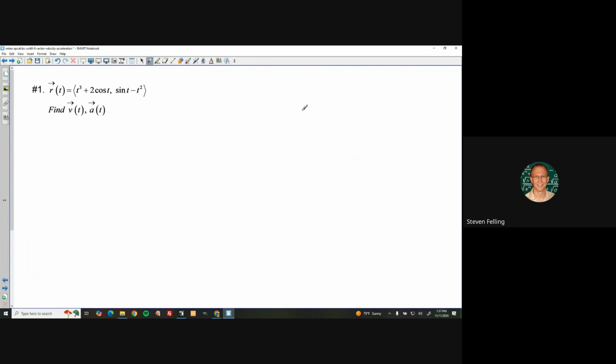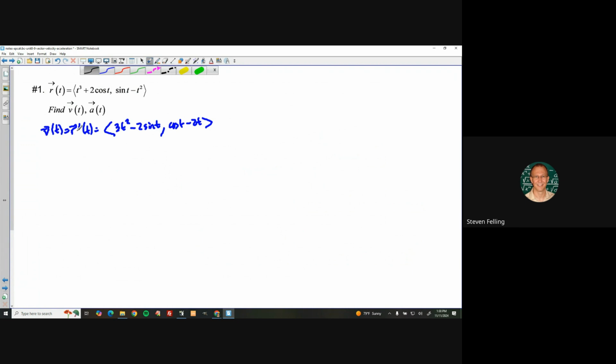First, let's take this case here, where we're given the position vector and we want to go with derivatives to get velocity and acceleration. This is the easier case. So if we have that, the velocity vector would simply be the derivative of the position vector, r prime. So we'll take the derivative of this. So this would be 3t squared. Derivative of cosine is negative sine, so minus 2 sine t. That's the x component. And the y component, the derivative of the sine is cosine of t minus 2t.